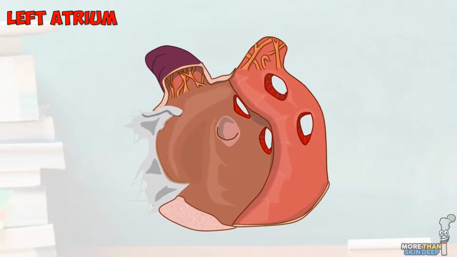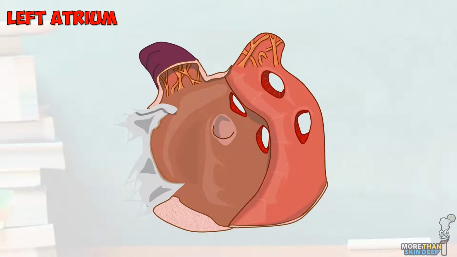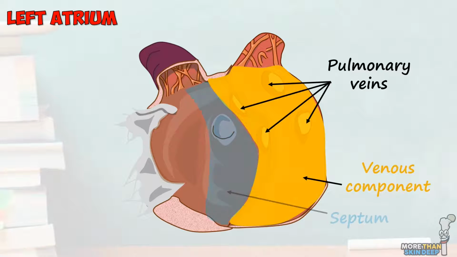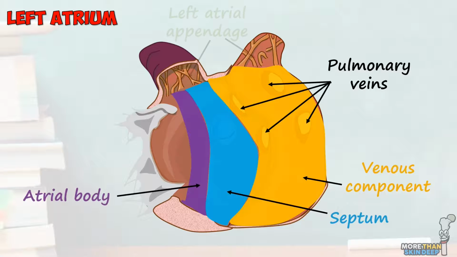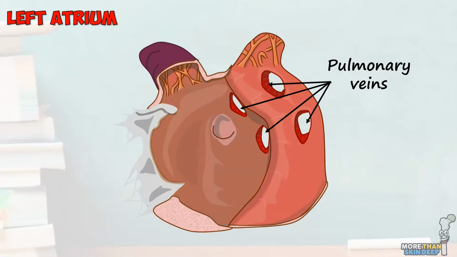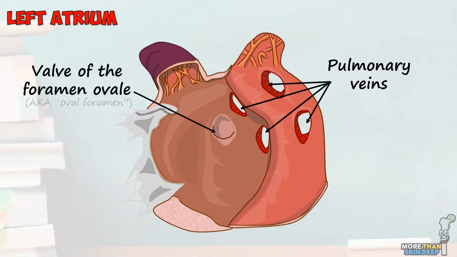The left atrium can again be divided into 5 parts, although there's no crista terminalis, so the distinction is less clear. It has a smooth venous component, where the pulmonary veins enter, a septal part, a body, an atrial appendage, and a mitral vestibule. The septal wall of the left atrium is a little rougher than the right atrium, and contains the valve of the foramen ovale, which closes in early life.